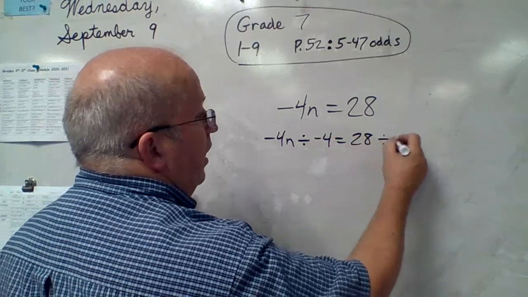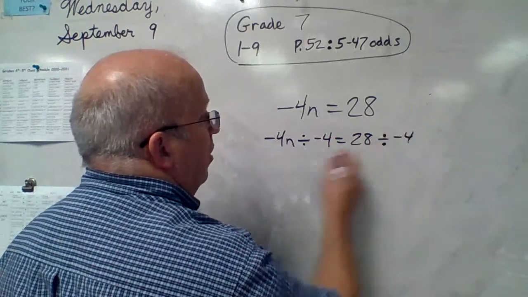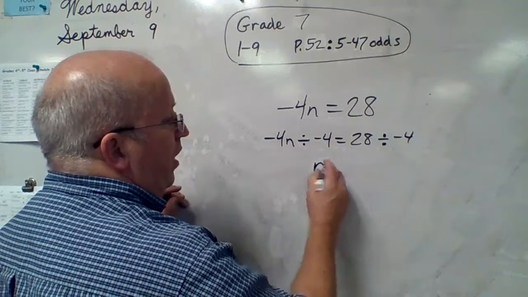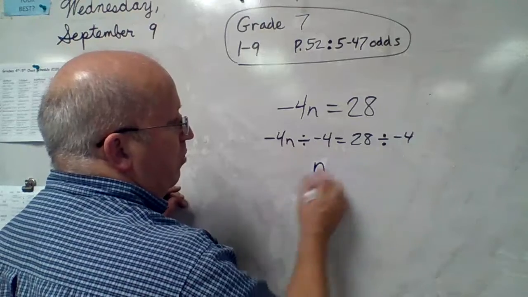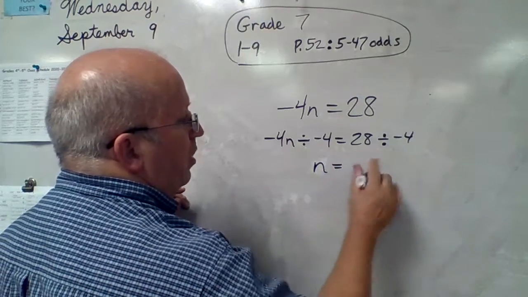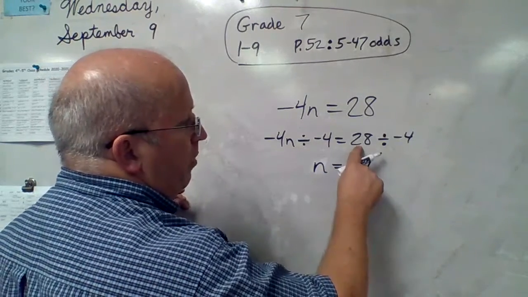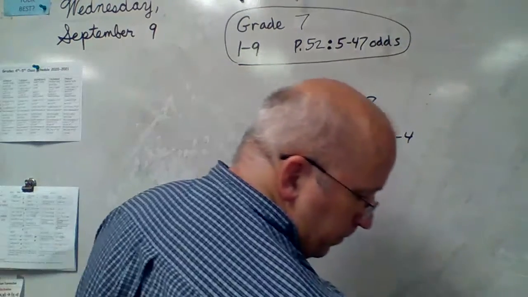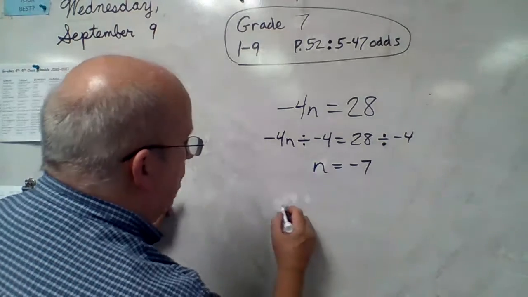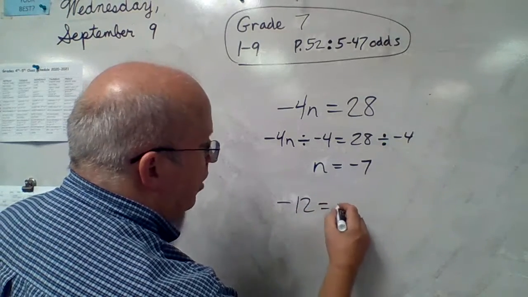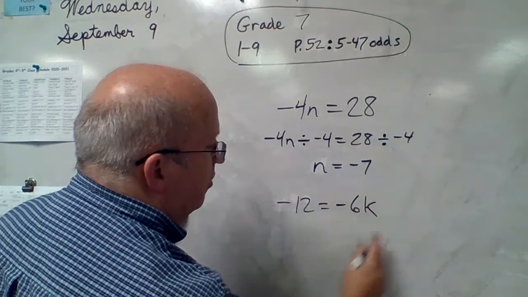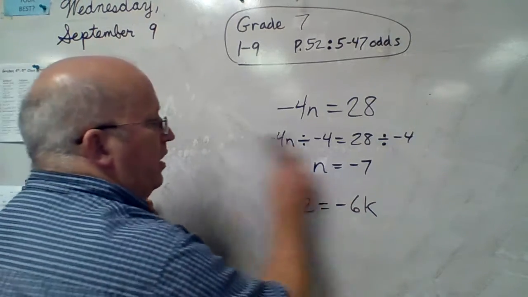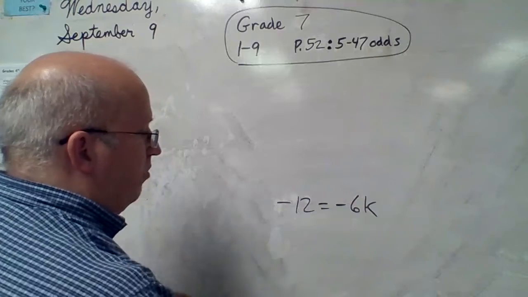And we're going to divide both sides by negative 4. Over here, we're left with n because these two cancel out. Over here, we're left with negative 7 because a positive divided by a negative is always a negative. How about this one? Negative 12 equals a negative 6 times k.